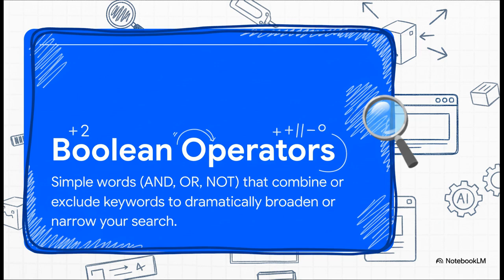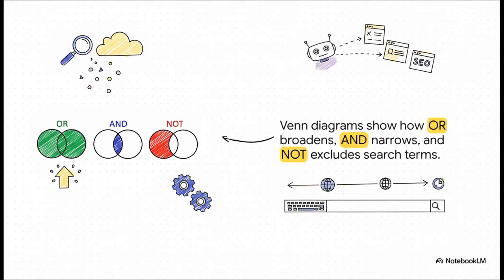Now, let's build on that with another set of tools, Boolean operators. I know, the name sounds kind of technical, but trust me, it's not. These are just three simple words, AND, OR, and NOT, that let you combine your search terms in really logical and powerful ways. Just think of it like this, right?